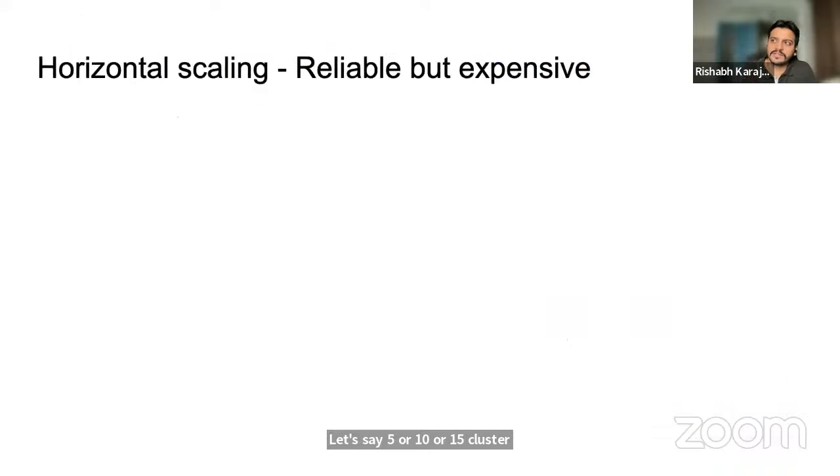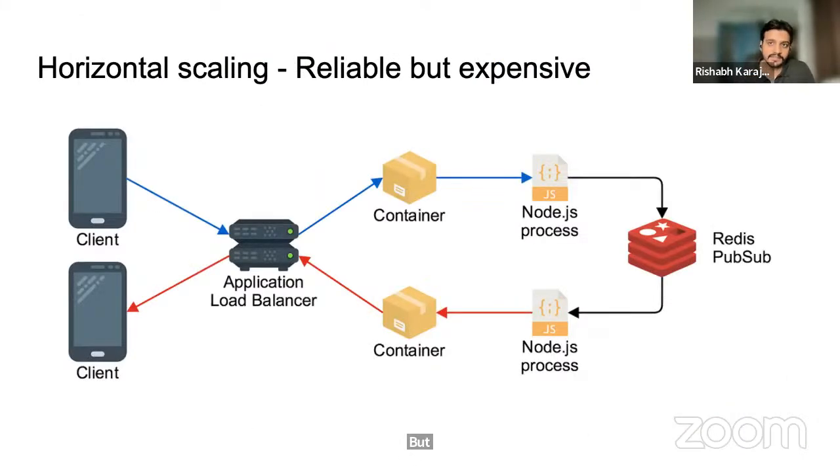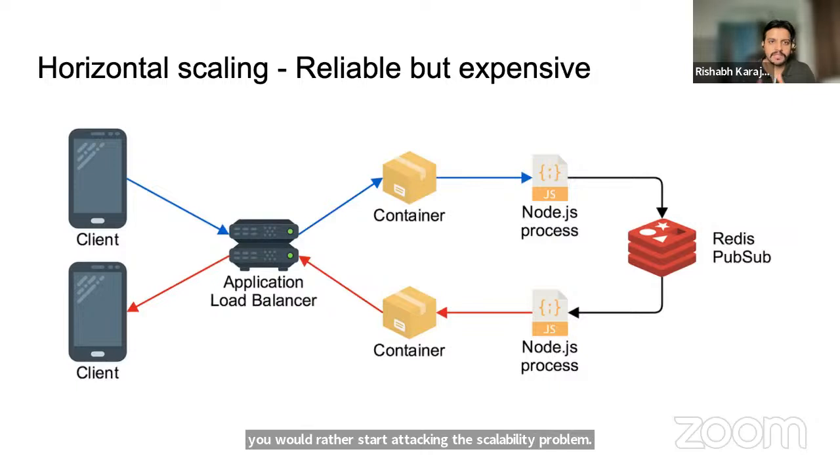But horizontal scaling in general is reliable because it addresses single points of failure. It addresses high availability, but it's observed to be a bit more expensive. So we would rather start attacking the scalability problem by making it more performance optimized and vertically scalable first. Basically, making maximum use of your available compute, storage and disk capacities.